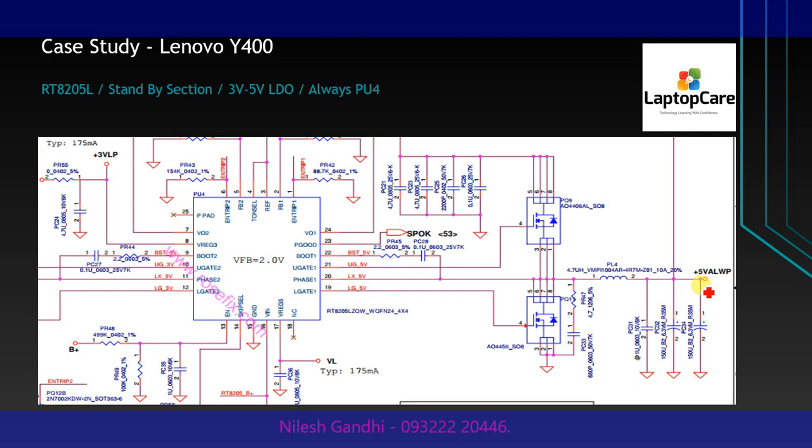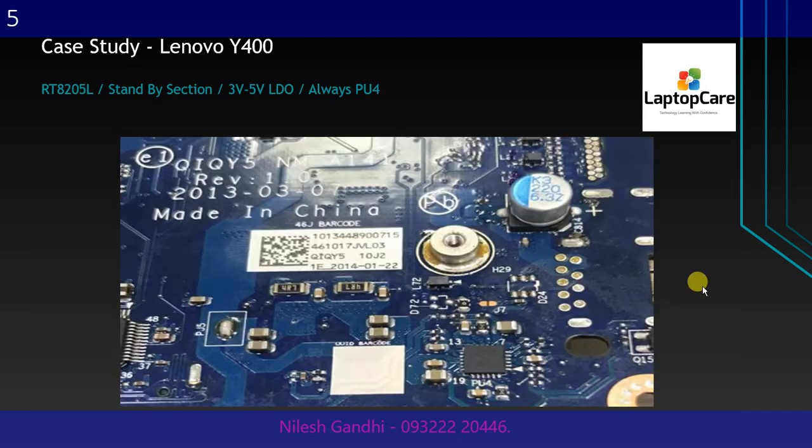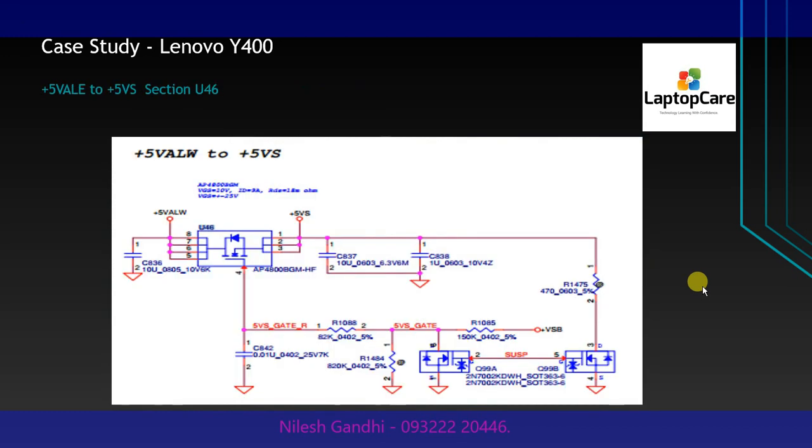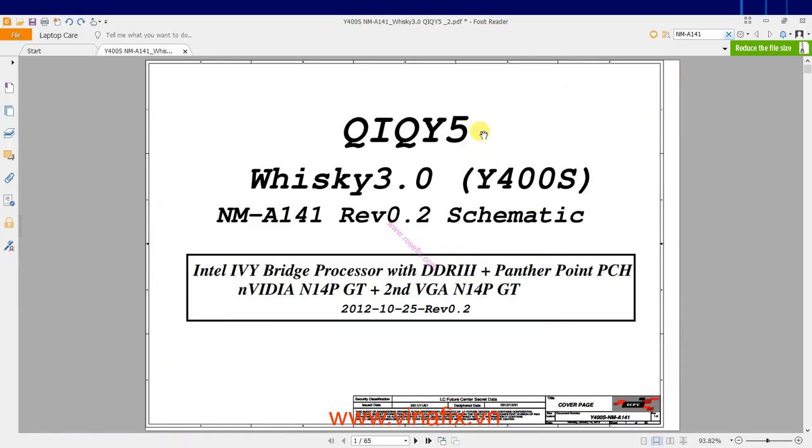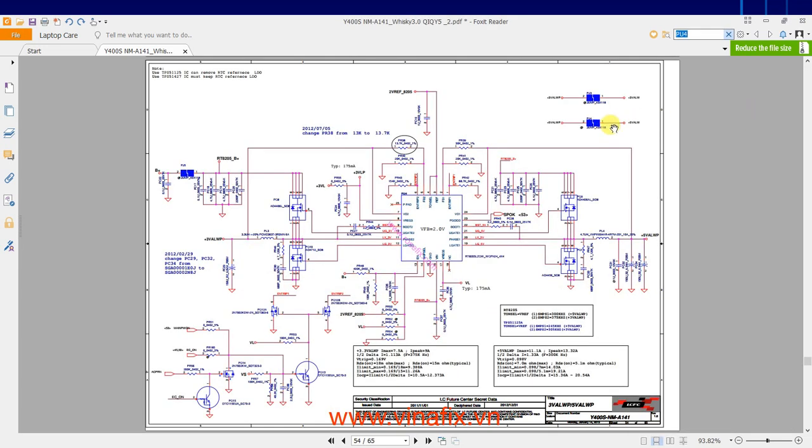So after removing the capacitor, we have seen that there was one solder pad, PJ4, on the board. We'll check it in the schematic, so it will be easy for us.